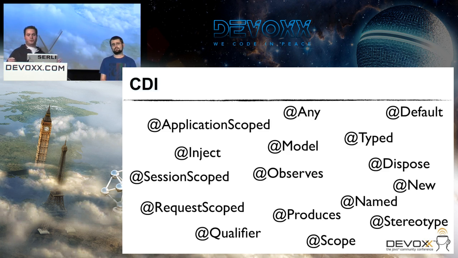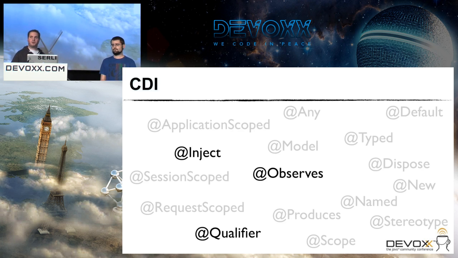And for the rest of the presentation, I just want you to remember these three. First, the @inject is the annotation marker. It tells the container that you want to inject a bean somewhere. The @qualifier is some kind of a filter to say, I want an instance of that bean, but qualified with this annotation. So @qualifier is a meta annotation. You put it on another annotation, and this annotation becomes a qualifier.